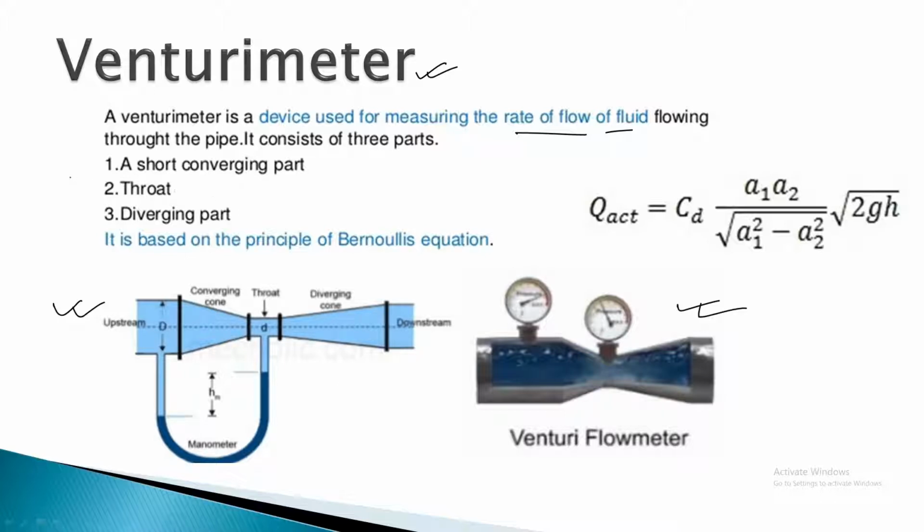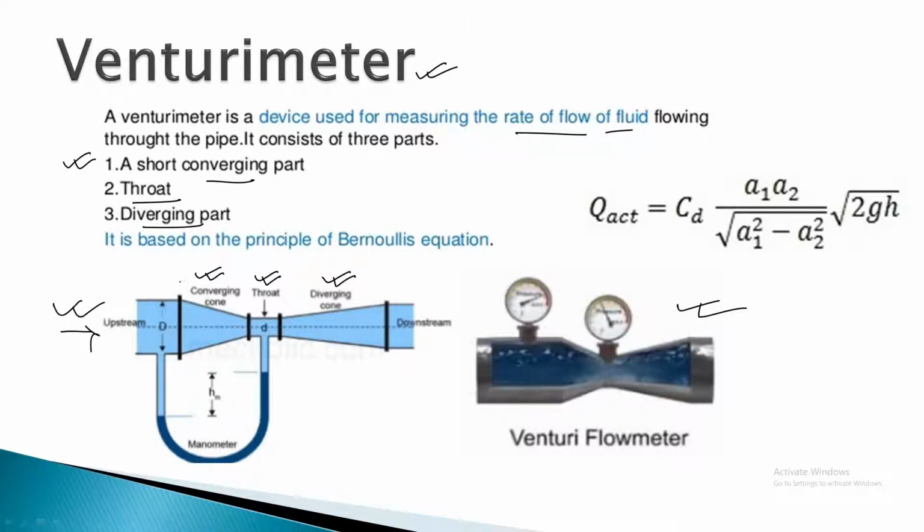There are three parts. One is the converging part, the second one is the throat, and the third is the diverging part. Here you can see in the diagram, this one is the converging part, this one is the throat, and this one is the diverging part. Water flows from left to right.